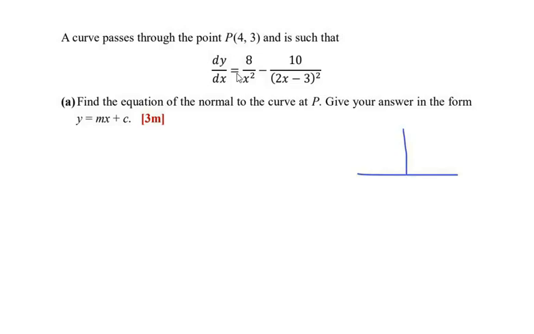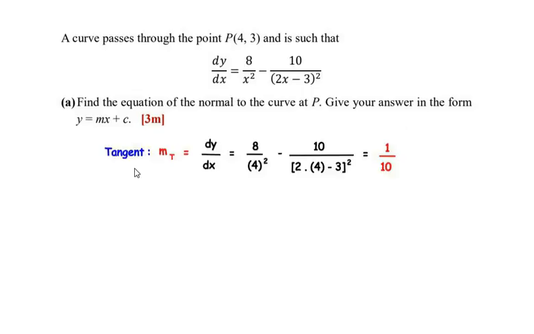So using this equation given, let us first find the value of the slope of the tangent, by plugging in the value of x as 4, and after that we can find the value of the slope of the normal. So here I have considered the gradient of the tangent as mt = dy/dx = 8 over, in place of x we have substituted 4, that is 4 squared, minus 10 over (2 times 4 minus 3) the whole squared. Now this is going to give us 1/10. So this is the gradient of the tangent.